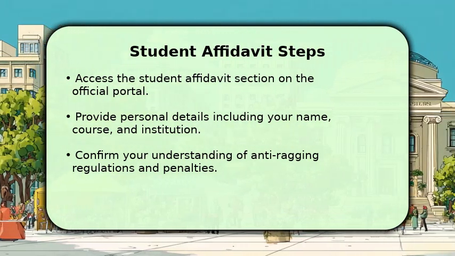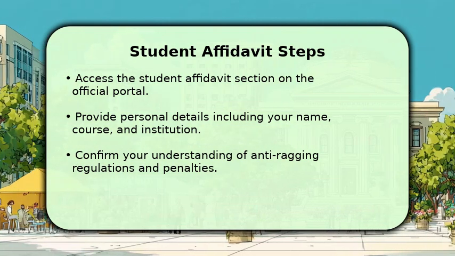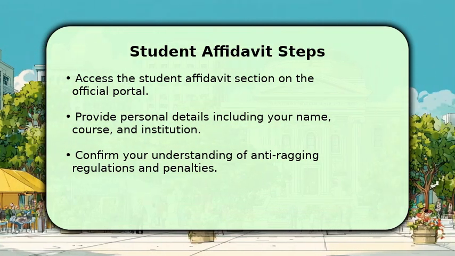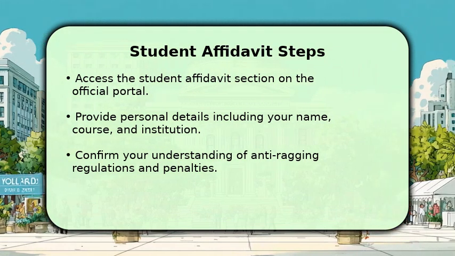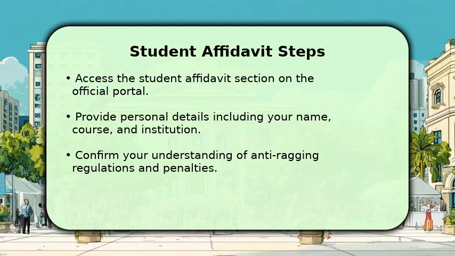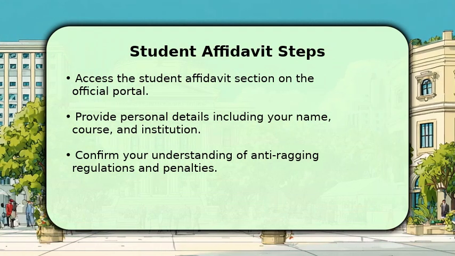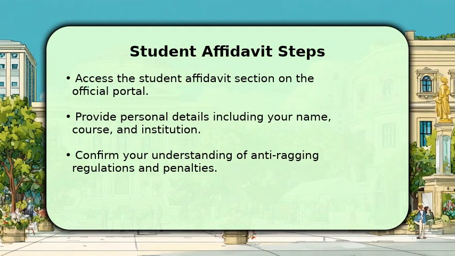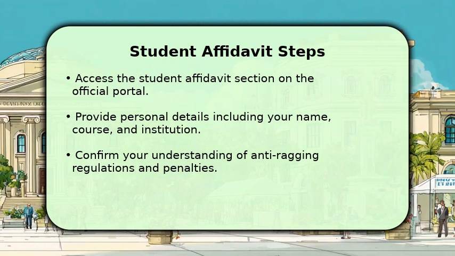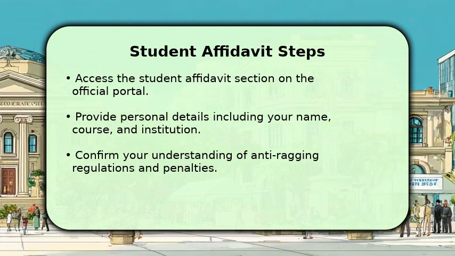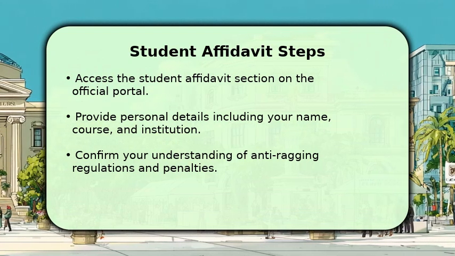You will then be prompted to fill in your personal information, including your full name, the specific course you are enrolling in, and the name of your educational institution. Carefully read and acknowledge the declarations regarding anti-ragging policies and the severe consequences of noncompliance. After reviewing all details, submit the form to receive your unique affidavit number.